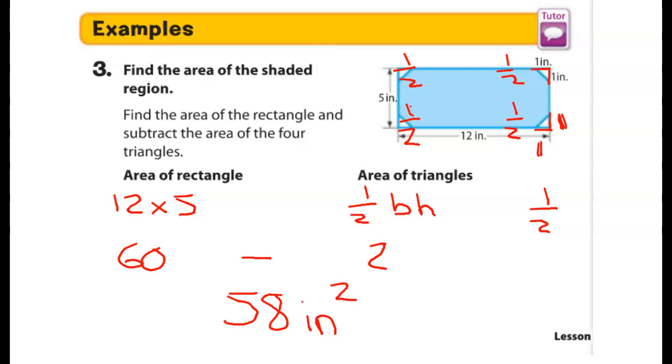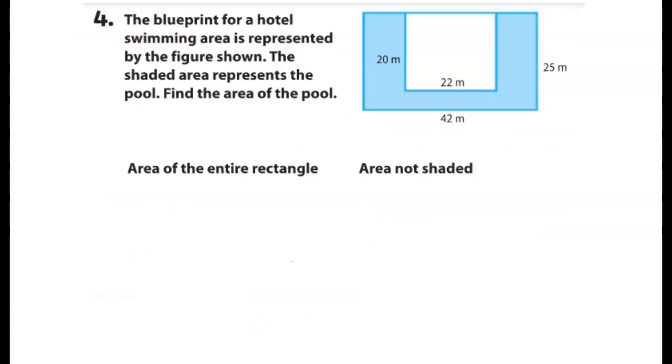Okay. All right, you guys, we got one more to go here, and then we're going to be done with this section. Let's hit number 4. The blueprint for a hotel swimming area is represented by the figure shown. The shaded area represents the pool. Find the area of the pool.